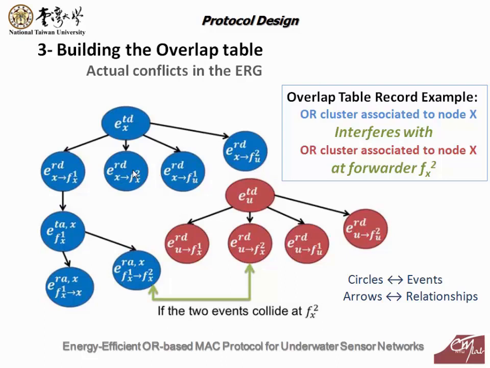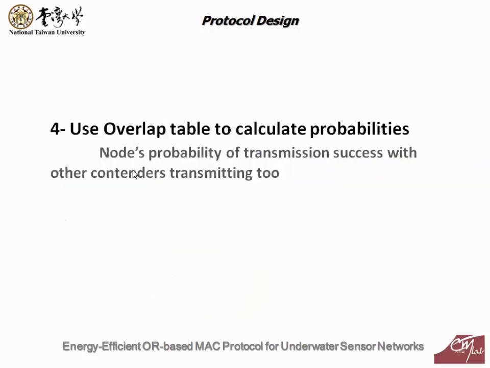If we know when these problems happen, we can stop transmitting, and then we avoid the collision. So we use the overlap table to calculate the probabilities of collision, the node's probability of transmission success with other contenders transmitting too.